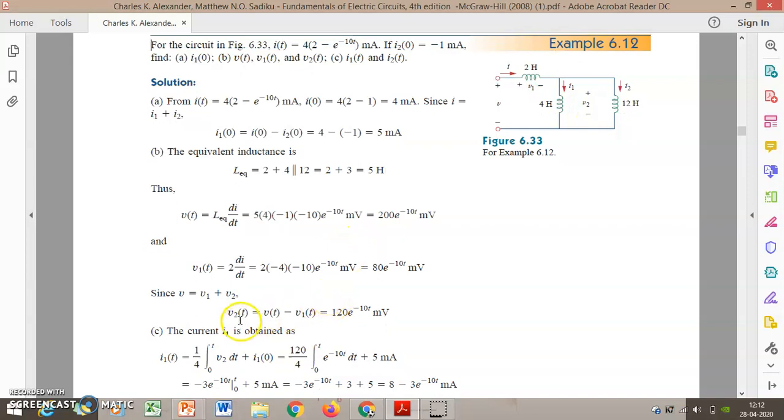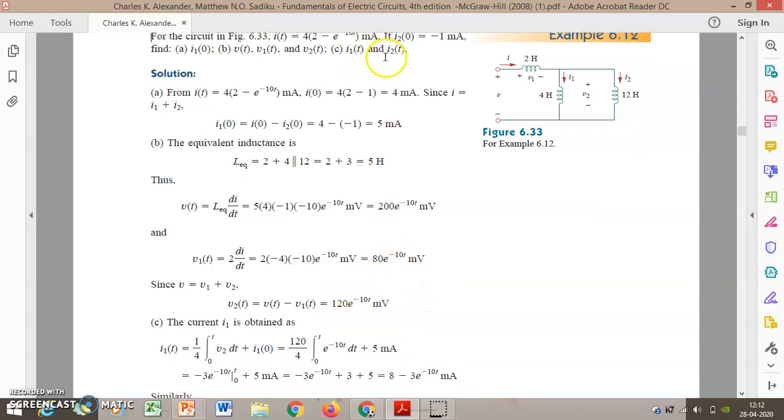See, V2 equals V minus V1. This V is going to divide into V1 and V2. So V2 can be written as V minus V1. So they are using this. V is 200 e power minus 10t, V1 is 80 e power minus 20t. So subtracting, you will get 120 e power minus 10t millivolts.